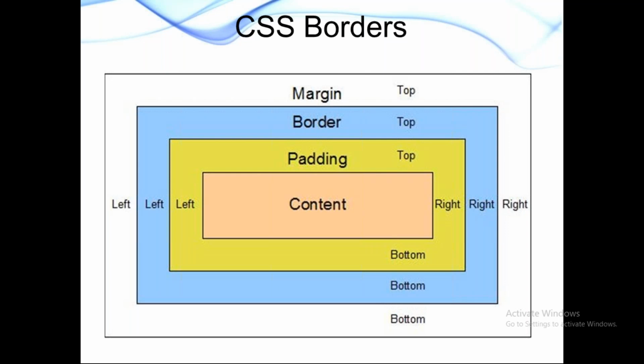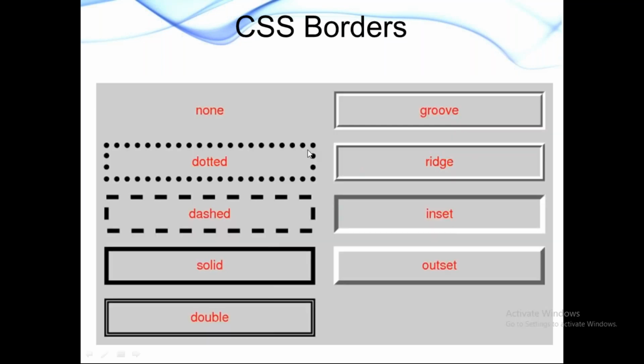Now CSS provides you nearly 8 different types of borders: the dotted border, the dashed border, solid border we have seen already, double border with a double line, groove, the 3D border, ridge, inset, and then the outset.